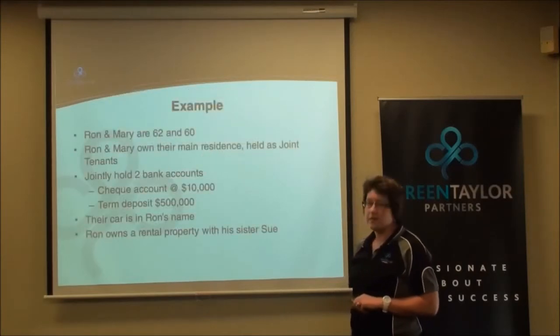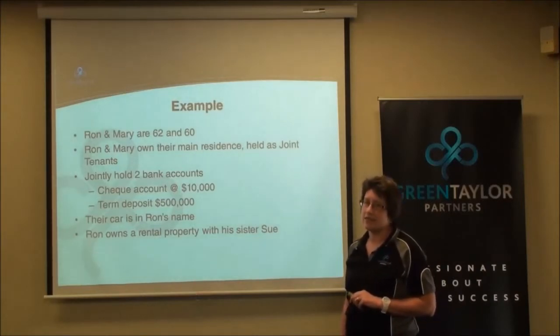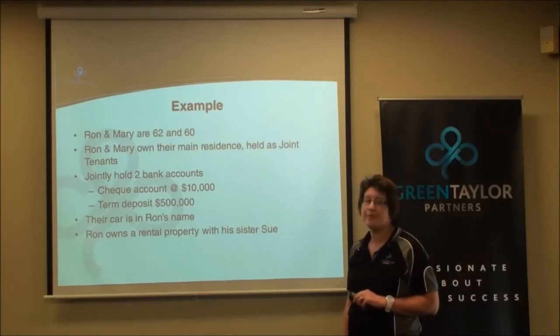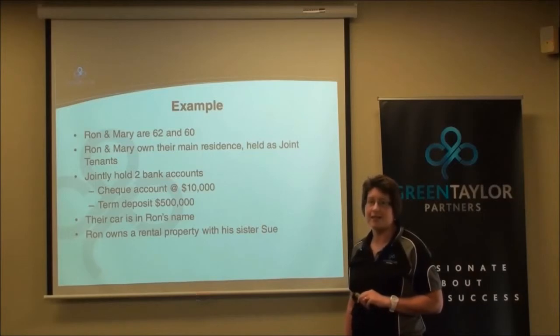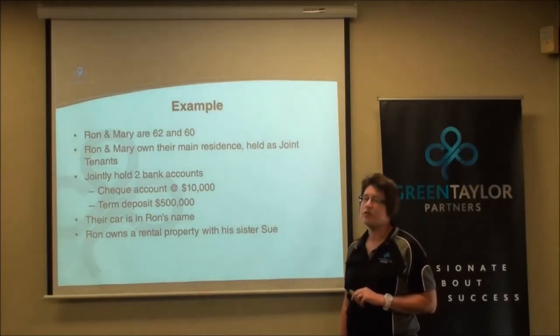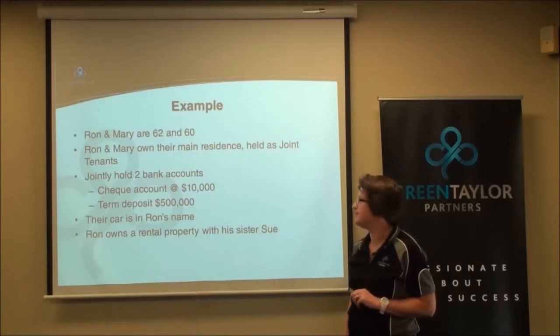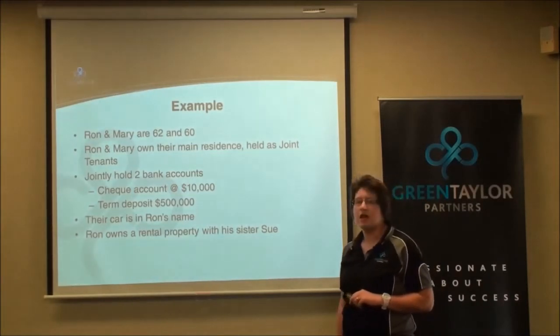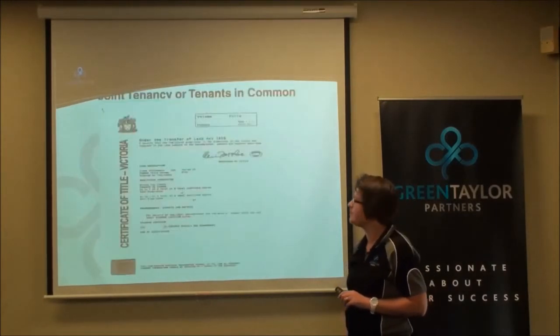So back to our example. If Ron and Sue held their rental property joint tenants, if Ron was to pass away, his share would automatically transfer to Sue. If he'd intended for this to go to his estate and passed on to Mary, it wouldn't be effective. If that property was held tenants in common, Ron's share would become an asset of his estate and dealt with according to his will.